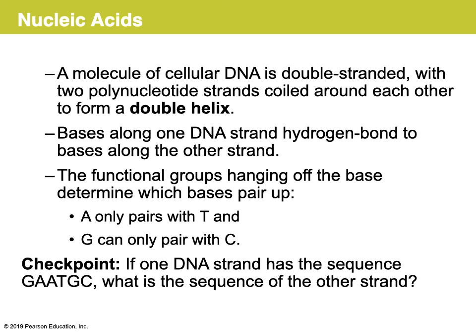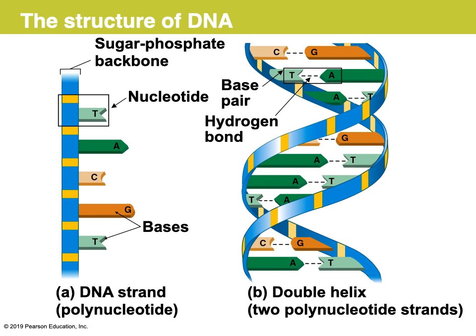So again, they pair up specifically. A only pairs with T, G only pairs with C. So if one DNA strand has the sequence GAA, TGC, what would be the sequence of the other strand? It would be CTT, ACG. So again, here's that single strand of DNA, and then on the left-hand side, the double strand, and now you can see that the bases are binding with hydrogen bonds in the middle. So again, it's kind of like a ladder that's been twisted.